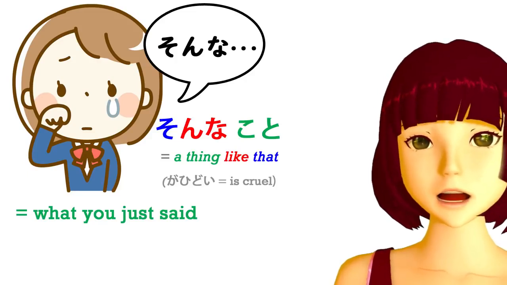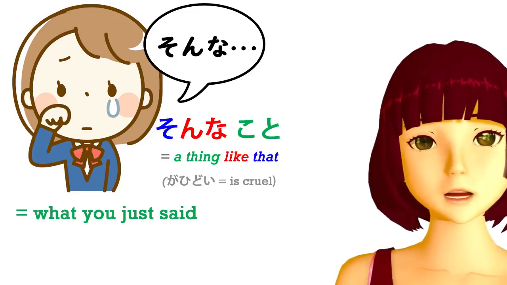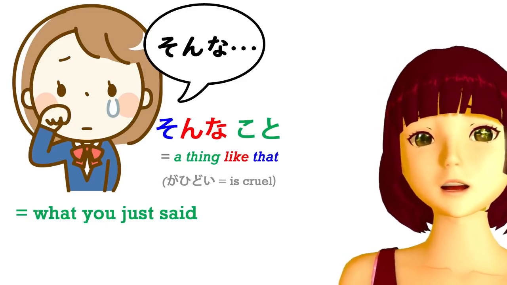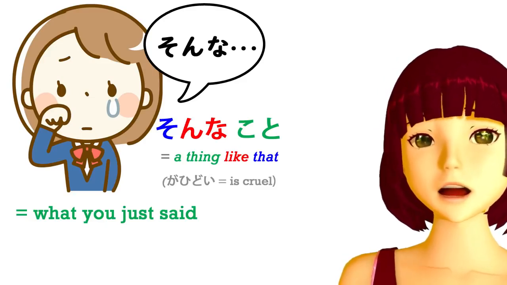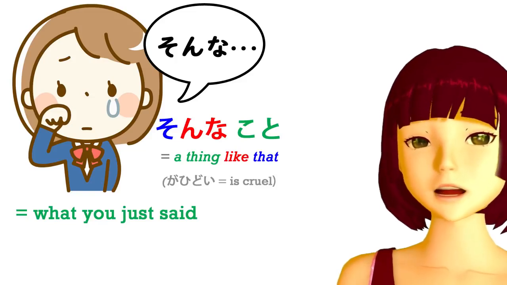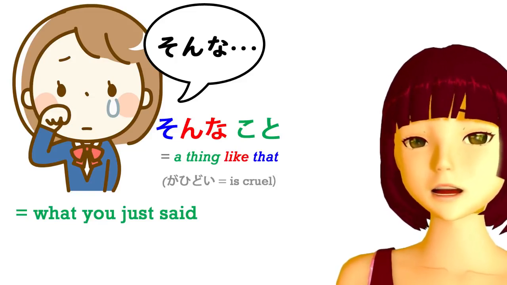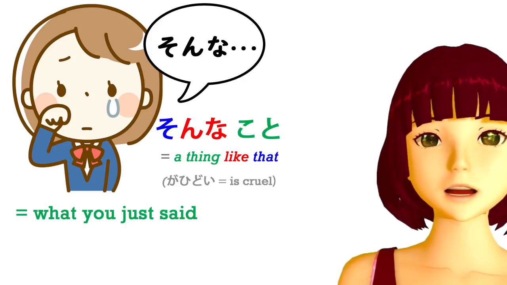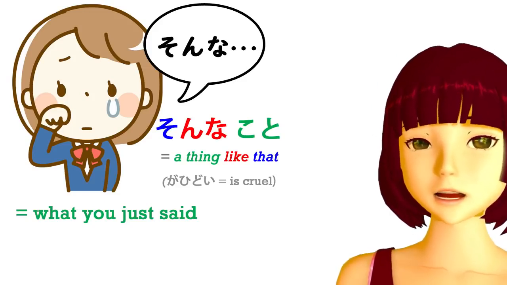And when it's said in that kind of a complaining or accusing way, it's short for saying that kind of thing. You're saying that kind of thing, and it would mean something like that kind of thing is unkind, that kind of thing is mean, that kind of thing is something I don't like. Sonna, that you said such a thing.